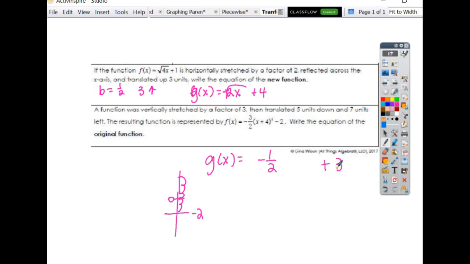And inside now, translated 5 units down, and 7 units left. I went 7 units left. And when I went 7 units left, I ended at plus 4. What is it? Negative 3, right? Why negative 3?